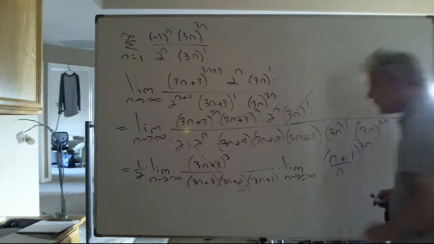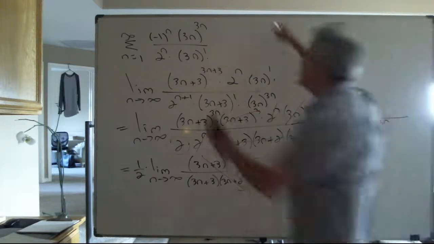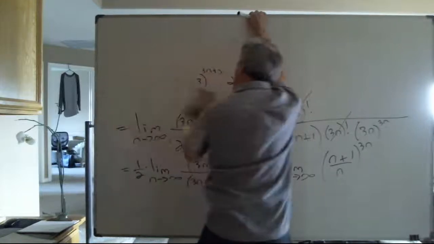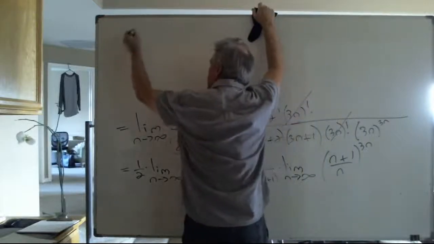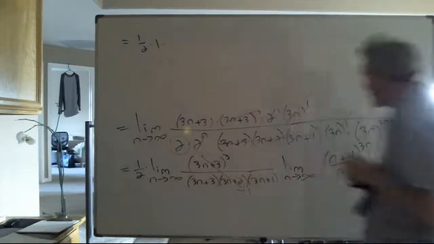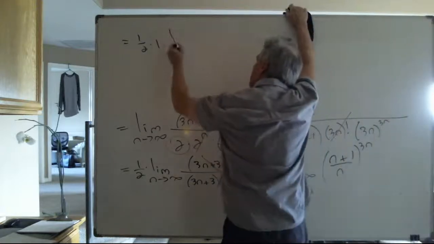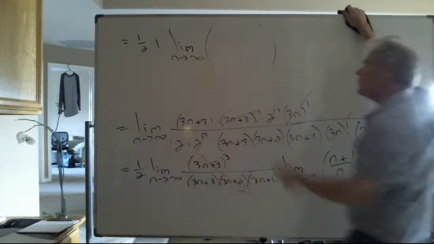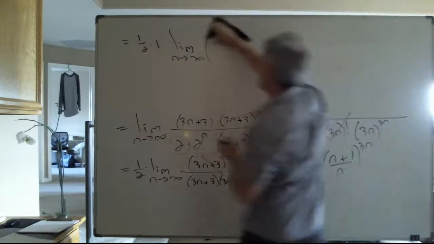And I think the only thing left is something I just can't write because I've lost my room. Shoot. So that leaves me with 1/2 times my 1 times that last limit. So if you don't mind me massaging a little bit, let me take that fraction and flip it and put it downstairs. No, I won't put it downstairs. I like the way it is.